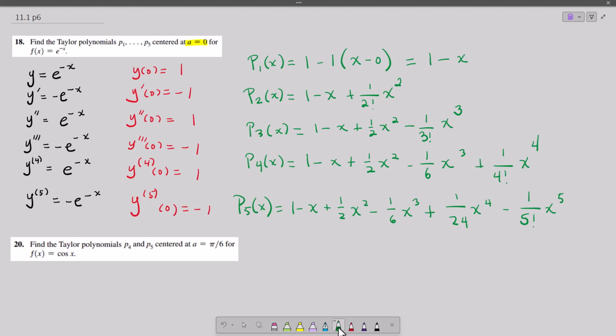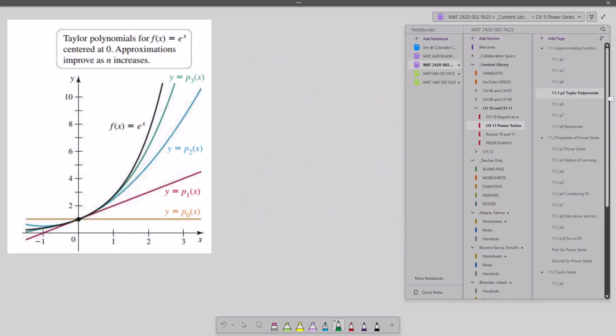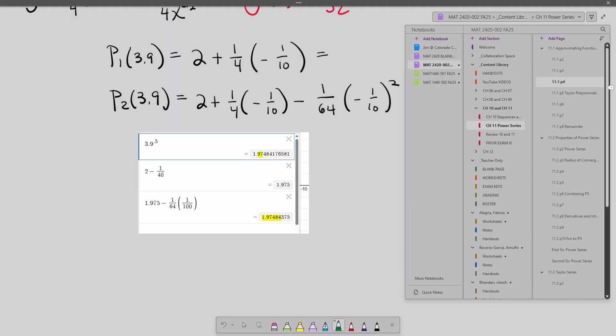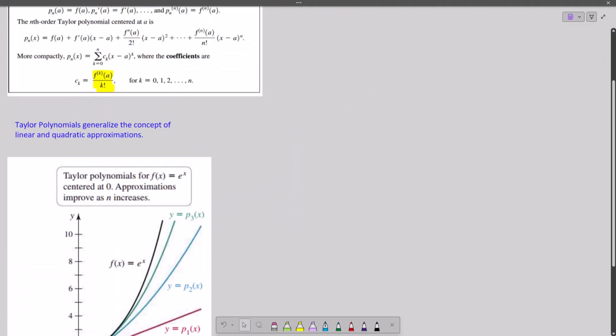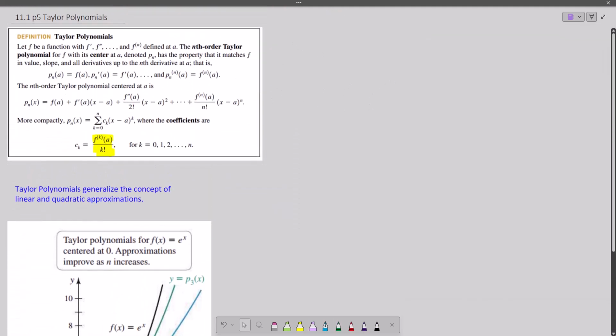Any questions on any of the steps? So the coefficients, remember that the coefficients, oh, it was here. Coefficients are always going to be the kth derivative divided by k factorial. Those are the coefficients all the way through.